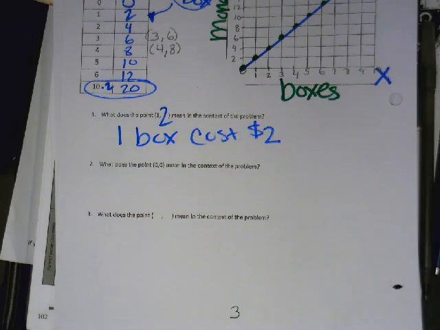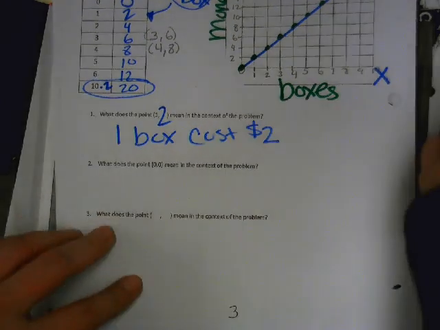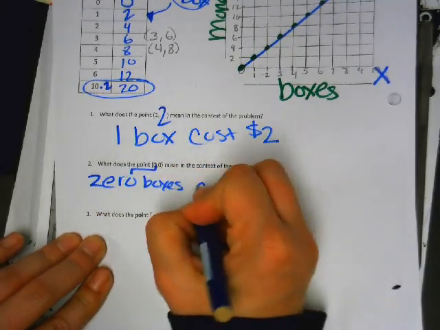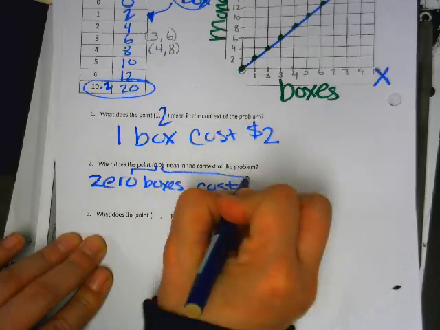Zero boxes cost $0. Instead of cost, we put for $2. For cost, yeah. Are you going to put the dollar sign? Yeah, I did. Okay, what does 0 mean in the context of the problem? Zero boxes for $0. Good. Some kids will get this question wrong because they'll type in nothing. And it's like, no, 0 means something in this problem. The first 0 means boxes. So, 0 boxes cost $0.